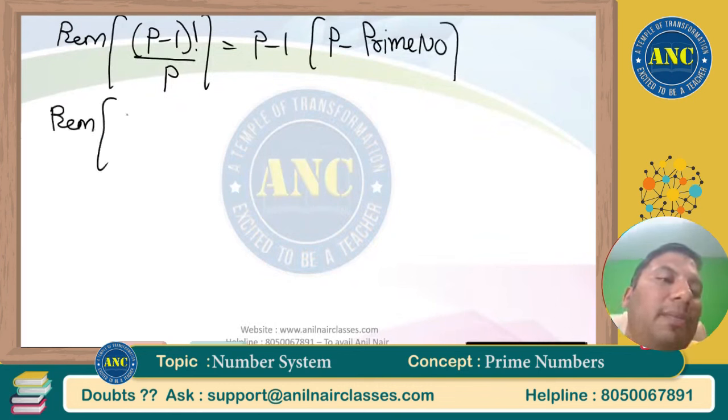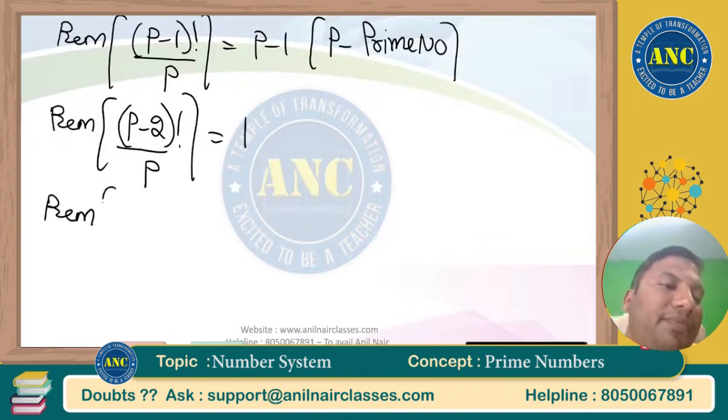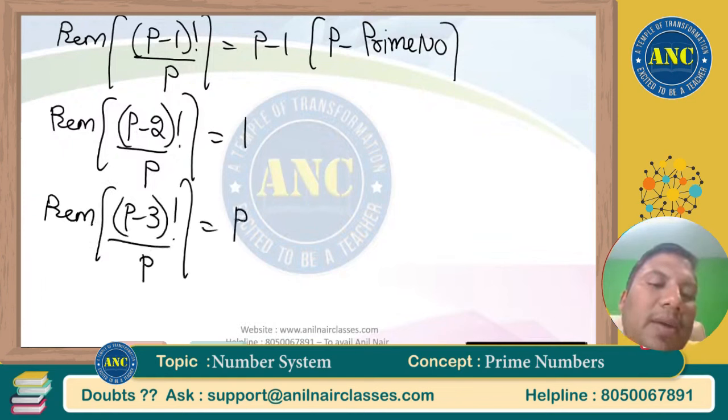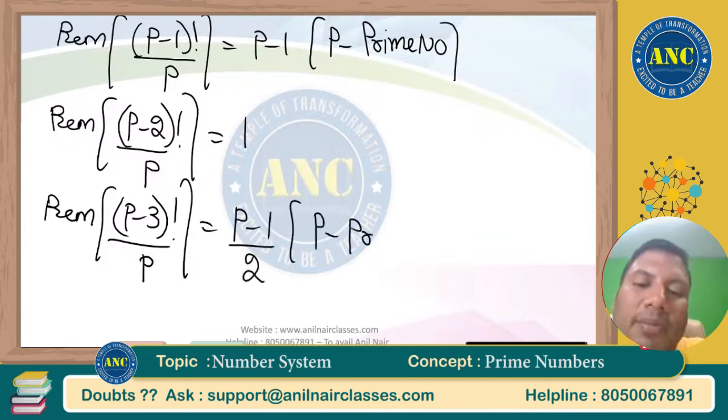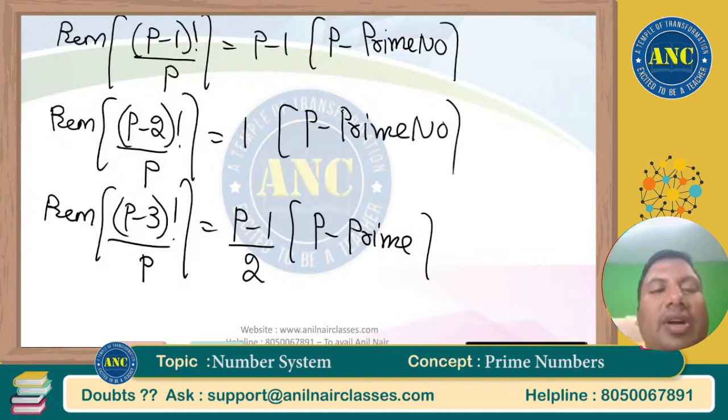Remainder of (p minus 2) factorial divided by p is always 1. (P minus 3) factorial divided by p is always (p minus 1) by 2. Here also p is a prime number. In case you forget these conclusions, I will tell you the way to get the answer step by step. Please make a note of it.